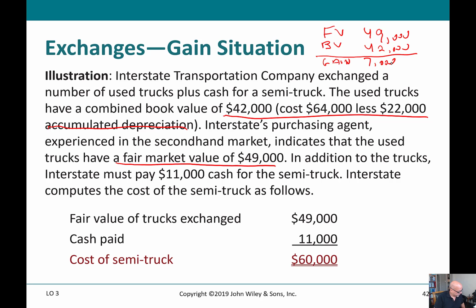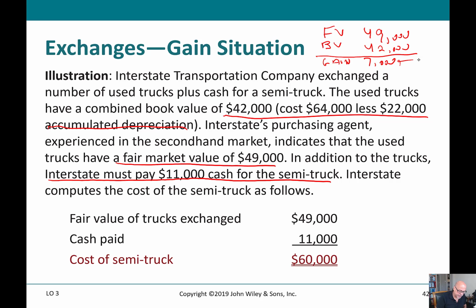Okay. All right. Good. Now you come over, and they tell us that we must pay 11,000 cash for the semi truck. So we're going to have to give up those old trucks. We're going to have to pay some cash of 11,000. They give us the new truck. Now the question is, first, what should we bring? We've calculated the gain. That was first. But what should we bring the new truck on? And remember, my rule is what? Book value of the assets surrendered, right? Plus any gain or minus any loss.